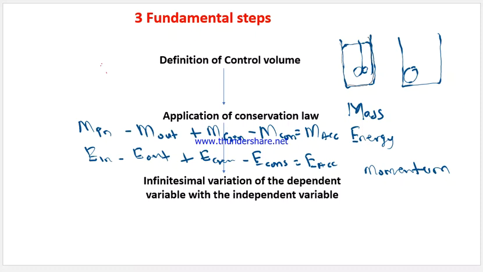So the final step, which is the third step, is the infinitesimal variation of the dependent variable with the independent variable. This idea was gotten from calculus, in which case a very minor small change in one variable in relation to the other is represented as a differential relation, like dCa/dt, or the change in temperature with time, dT/dt, at infinitesimal level. That is, a very minute change can be represented as a differential of change within the control volume. So this expression relates to the accumulation term.